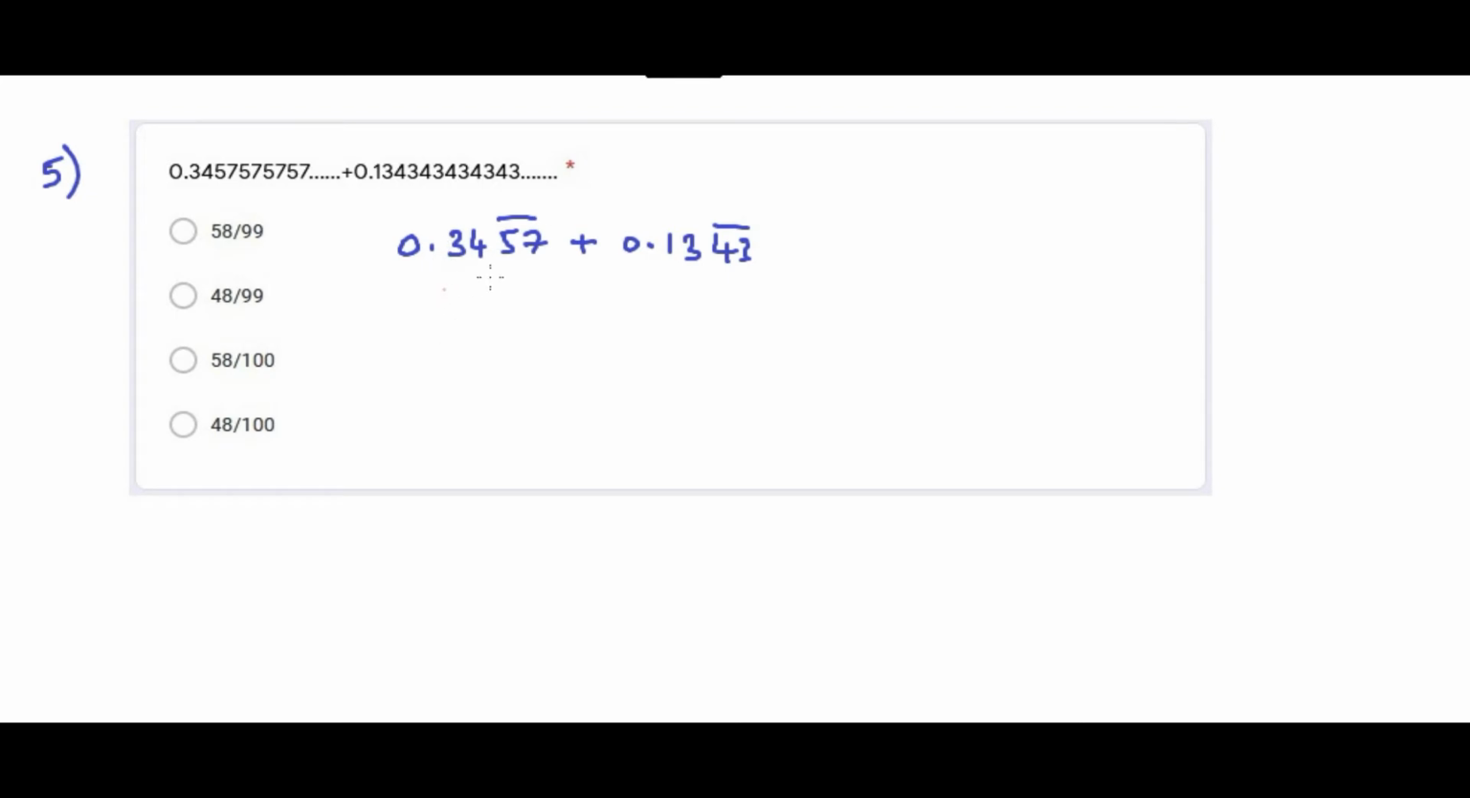First we need to write all the digits after the decimal, 3457, and then subtract the non-repeating digits, that is 34, divided by the number of repeated nines. The repeated digits are 2, so I need to write 2 nines. Non-repeated digits are 2, so I need to write 2 zeros. Plus here also I need to write 1343 minus the non-repeating number 13, divided by 9.